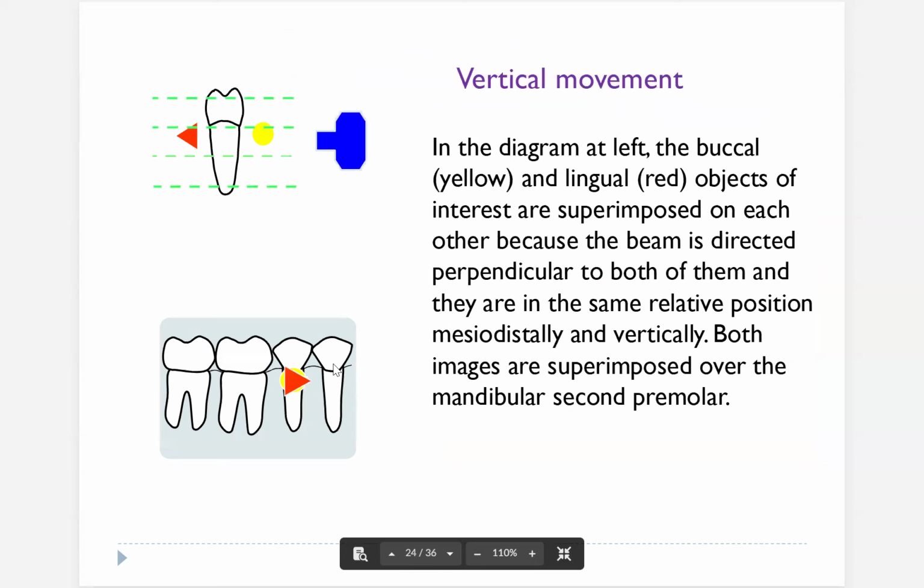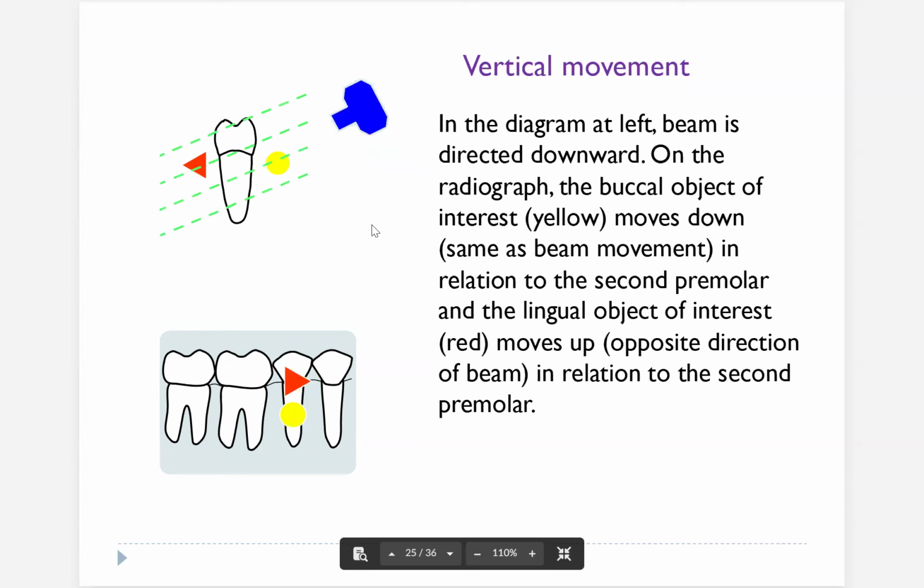So vertical movement works very similar to horizontal movement. In the diagram at the left, the buccal, which is the yellow, and the lingual triangle, which is the red, objects of interest, they're superimposed over each other when the beam is coming in very perpendicular. But if we change it so that our vertical angulation either goes down or comes up at a steeper angle, that's going to move the objects. And so here you can see that with a downward direction, our buccal object moves down and our lingual object moves up because it's going to move in the opposite direction of the beam.